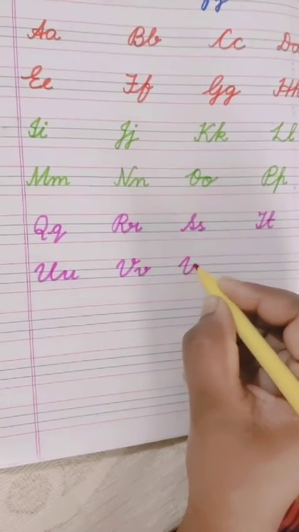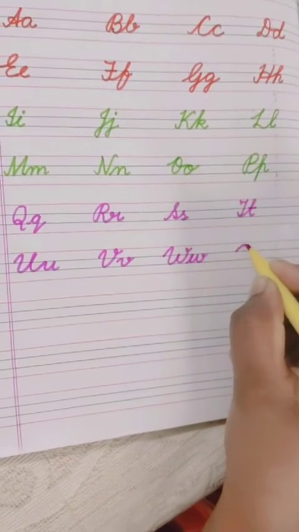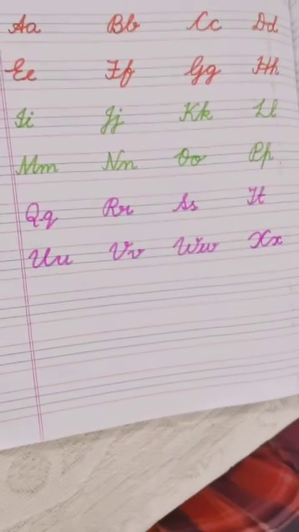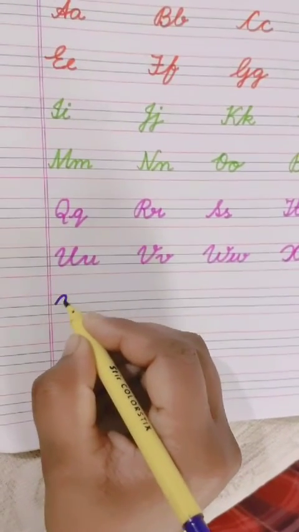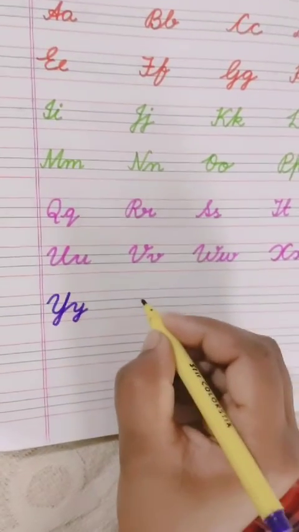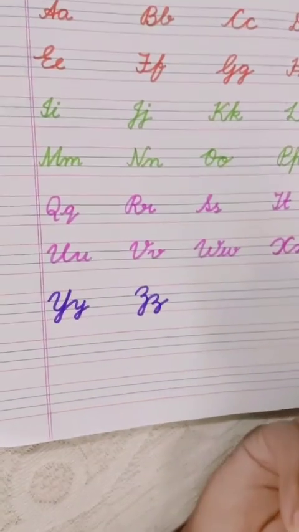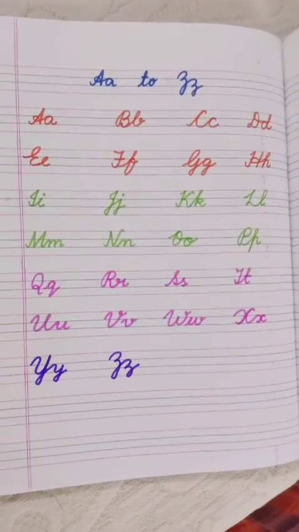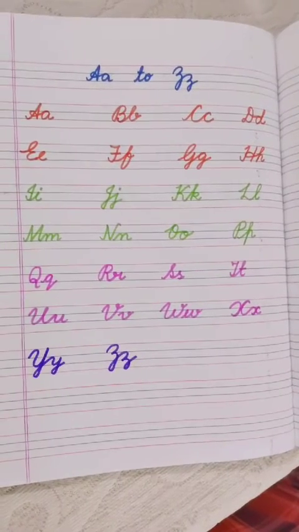then W, then X. And last is Y and Z. Now see how we'll make Y. Capital Y and small y. Then capital Z and small z. Finish. So these are joining of capital and small letters in cursive writing.